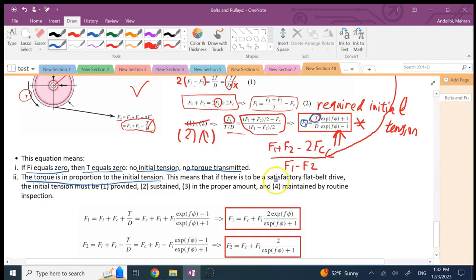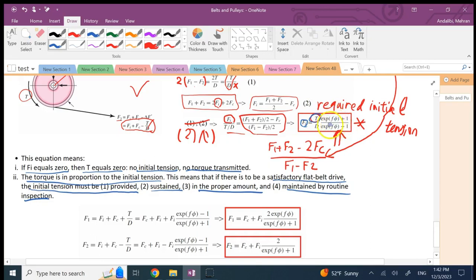Okay, so if you want a satisfactory flat belt drive, not only do you have to provide the required initial tension, you have to sustain it in the proper amount provided by the formula and make sure it's maintained. So you have to check it once in a while and make sure the tension in the belt is sufficient so it can transfer the amount of torque. This formula here is one of the most important formulas.